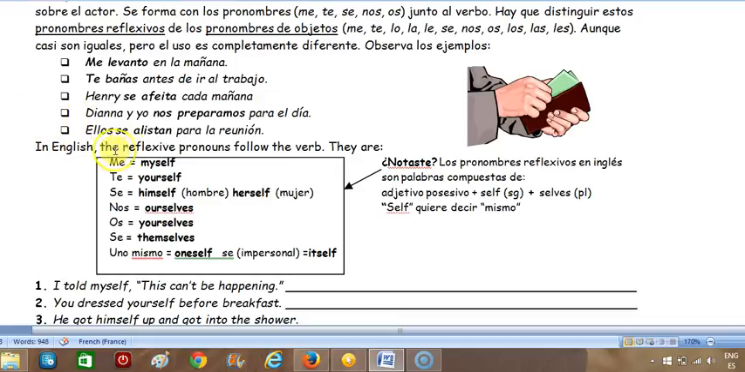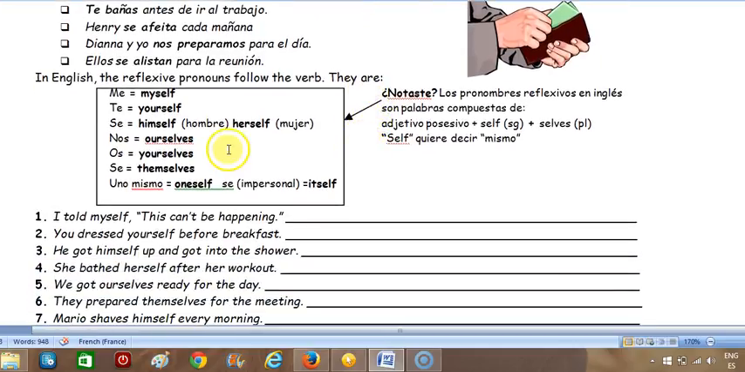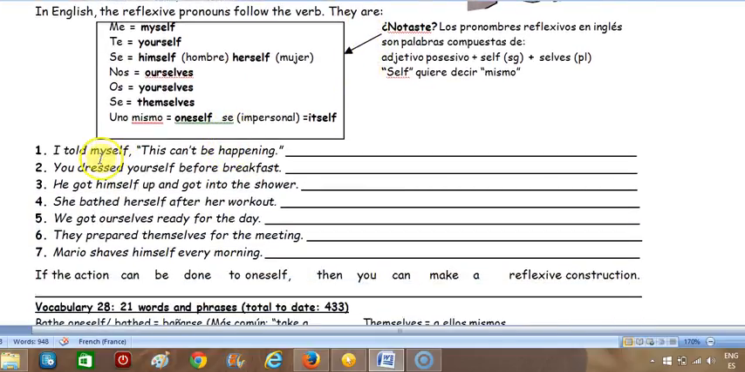So let's read this. In English, the reflexive pronouns follow the verb. So great, this is wonderful. So let's take a look at our sentences here. Okay. I told myself, this can't be happening. So I'll help you out with the translation because I think this is not really easy. Me dije, so it's past tense right there. So the reflexive action is when you do something to yourself, or one does something to oneself. So here's the reflexive pronoun, okay, and here's the past tense dije, and here's me, okay.